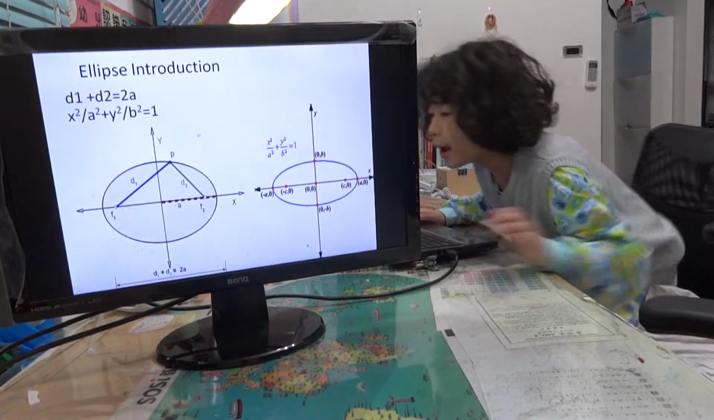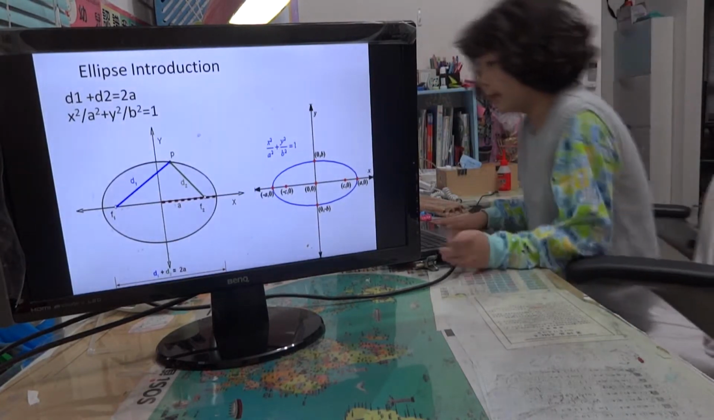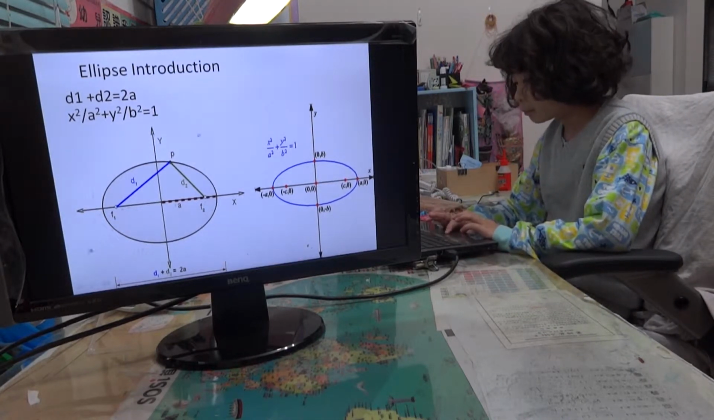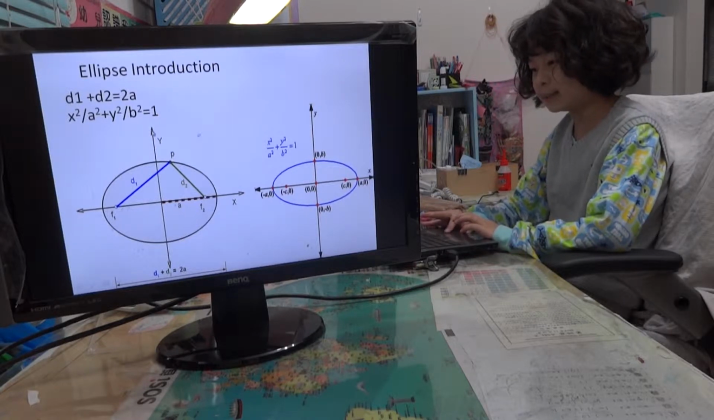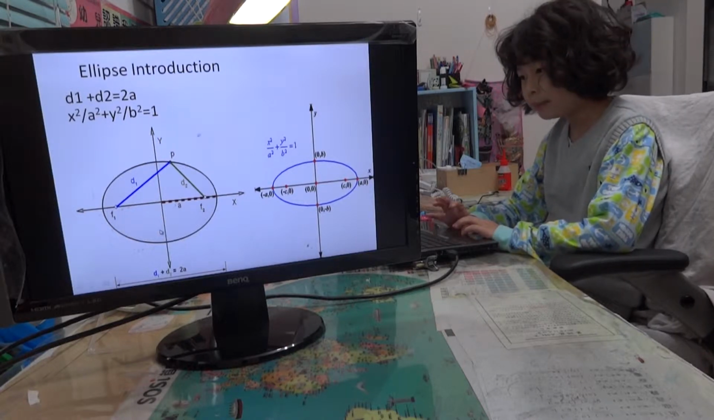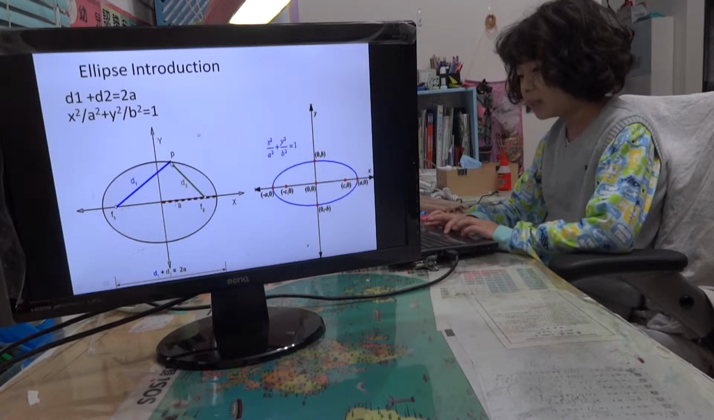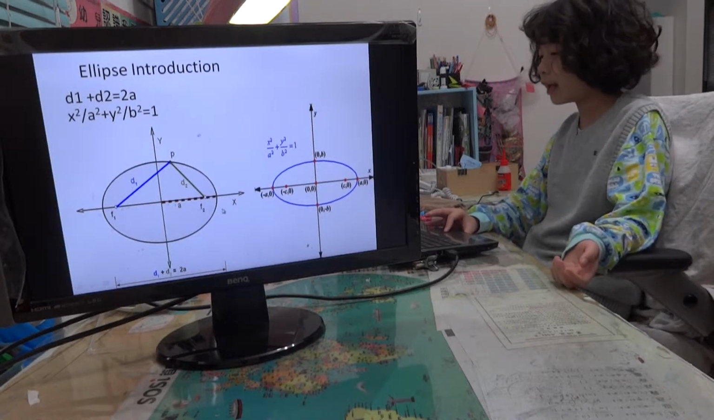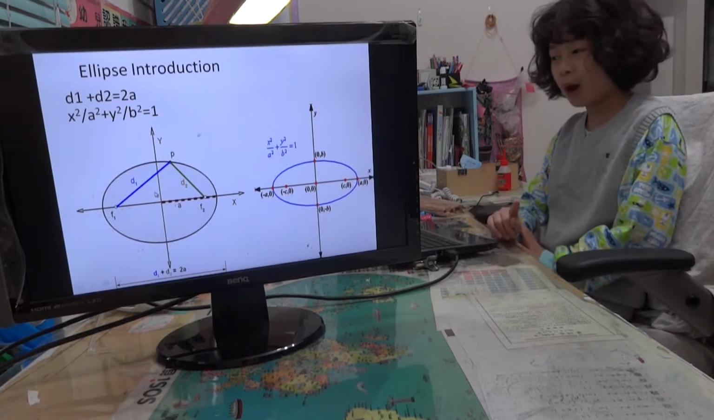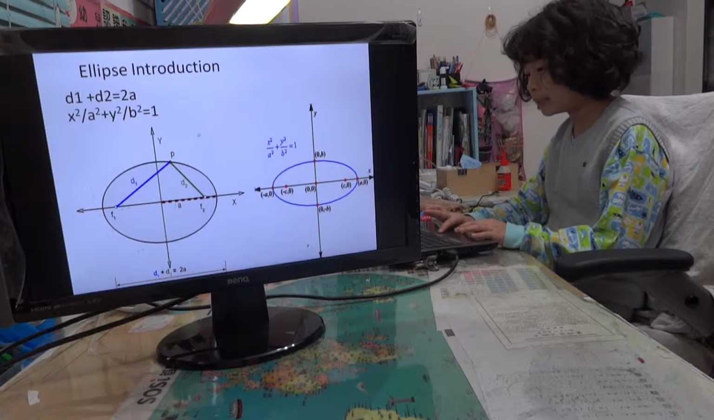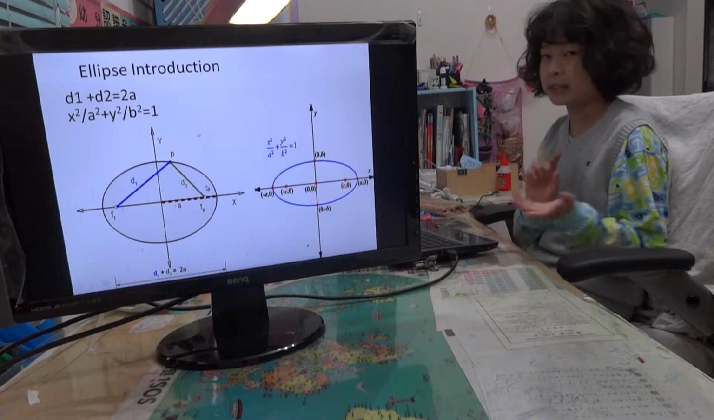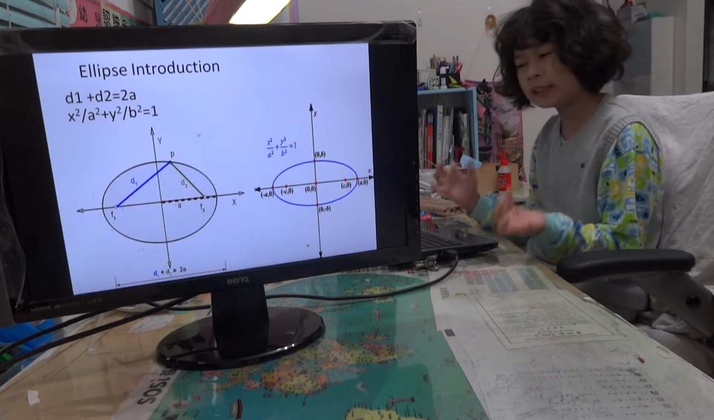Another ellipse introduction. If this is an ellipse and we draw a cross sign, with the x-axis and the y-axis, then for a point on the ellipse, x squared over a squared plus y squared over b squared is always equal to 1. And remember that d1 plus d2 is always equal to the same number. So what is the number?